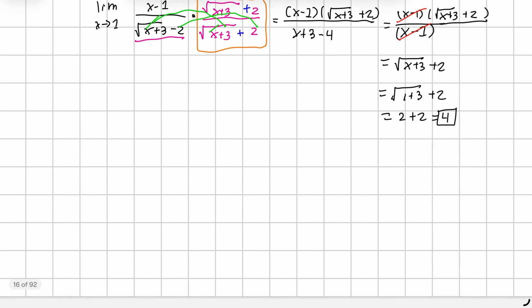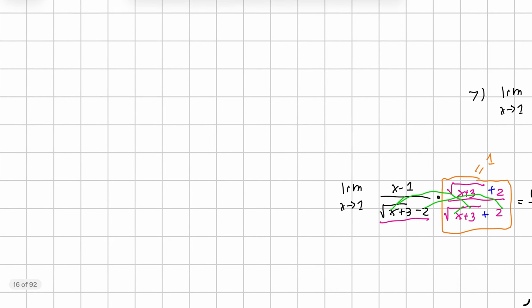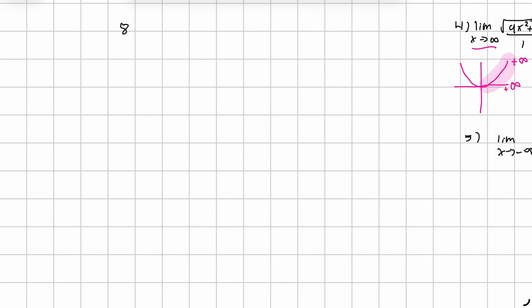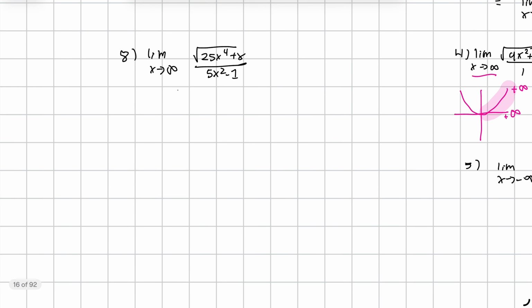So now let's do another example. Let's say we have question 8. Limit as x approaches positive infinity. We're going to have the square root of 25x to the power 4 plus x divided by 5x squared minus 1. You're going to factor inside of the radical. So you're going to get x to the power 4 times 25 plus 1 over x to the power of 3.